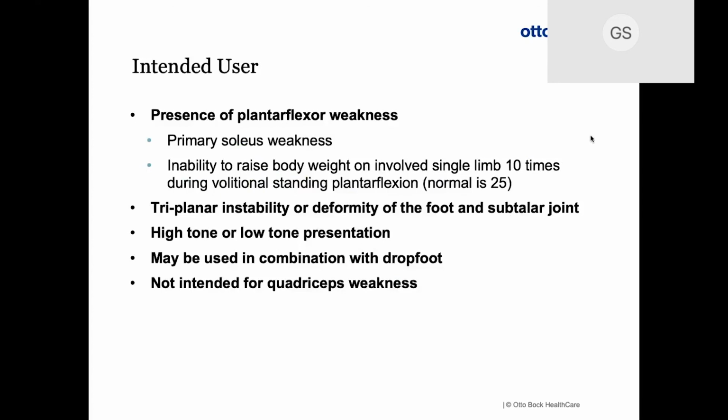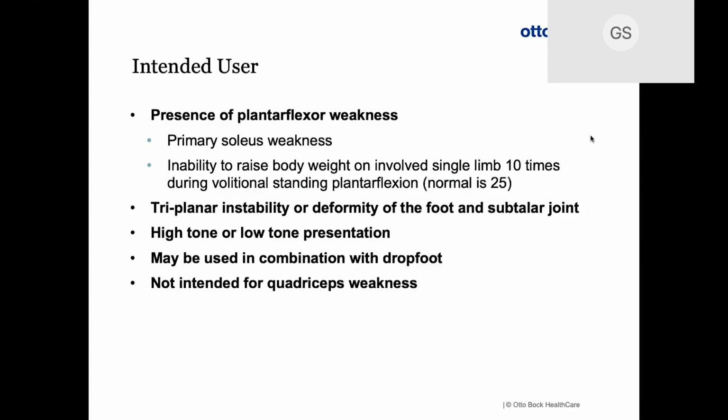The normal person can do 25. So if you want to see if you have normal soleus performance, go ahead and try that after the lecture, during the quiz. Try to lift yourself just with your one leg 25 times, then you've exceeded the normal. But if it's 10 times or less, then you do have a primary soleus weakness.